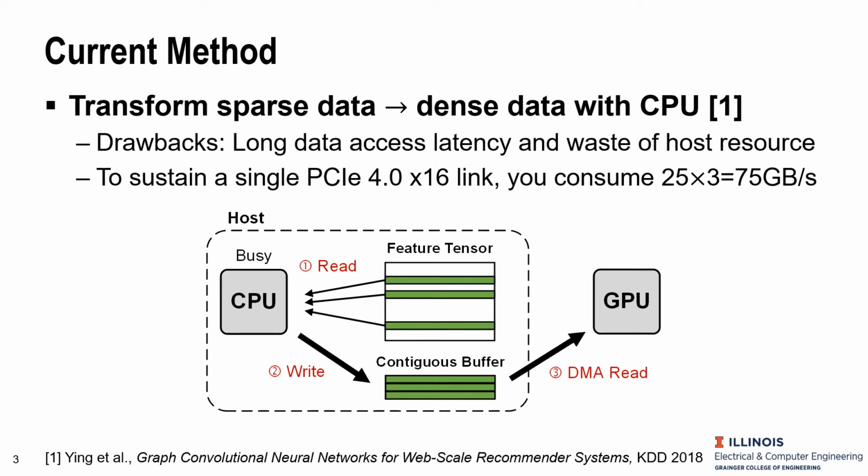The current method of transferring sparse data to the GPU is to gather the sparse data into dense data and then perform a block data transfer to the GPU. However, this gathering step is costly in the sense of memory bandwidth.